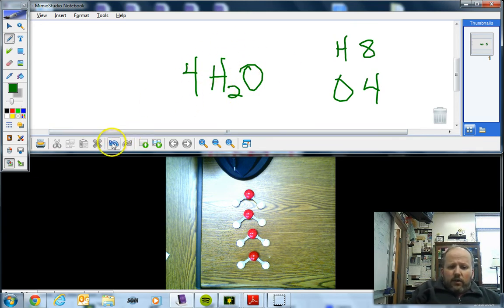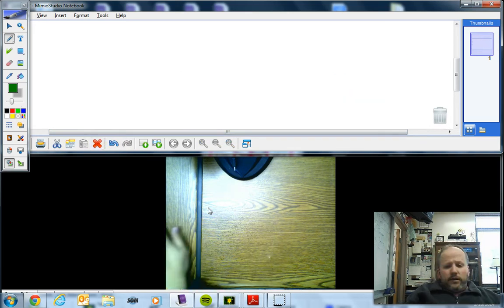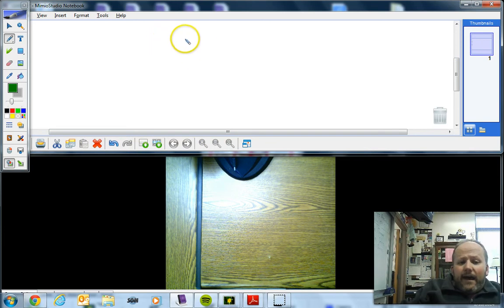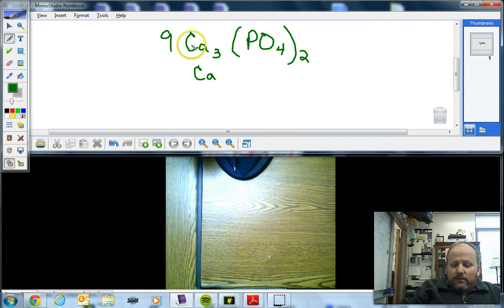Well, let's take that one step further, because we know that there are going to be examples where we have parentheses in it. So if I have 9 Ca3(PO4)2, this was a problem on our ionic compounds quiz, and I make a list of all the atoms. Calcium, there's phosphorus, and here's oxygen.